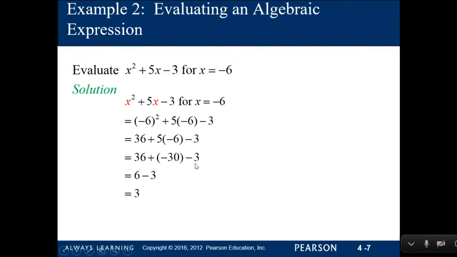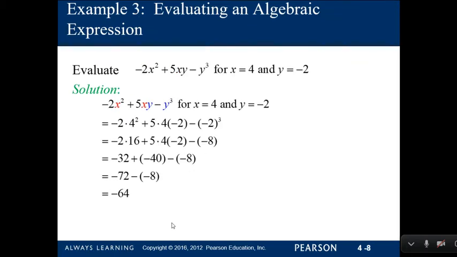Then we just have additions and subtractions. You go from left to right. 36 plus a -30 is what? 6 minus 3 is 3. All right. Easy enough. We don't need to spend much time on that because that was the last chapter. We should have that. And I'm going to go through this one a little quicker.